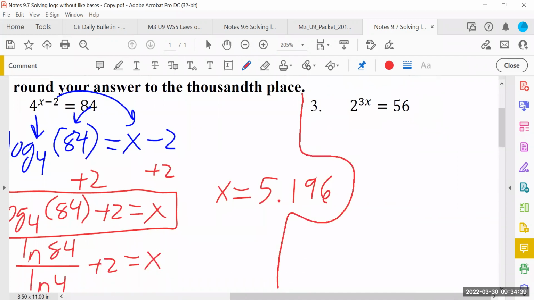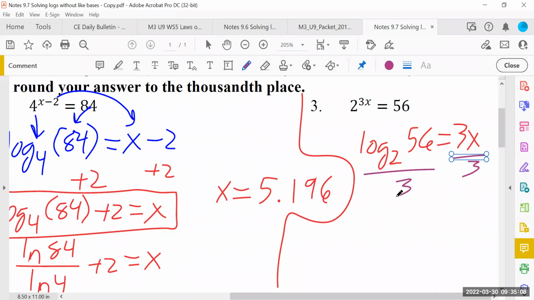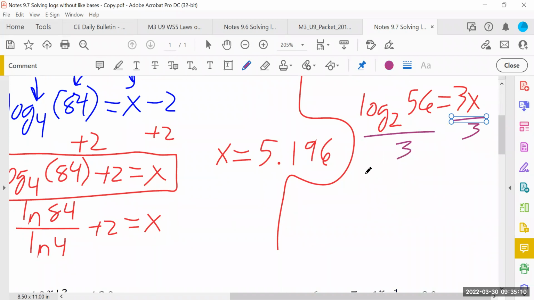Number 3. Here, bring the 2 down. Log base 2 of 56 equals 3x. Guys, we're just switching from exponential to log form over and over and over again. Put it into log form and then solve. So here, log base 2 of 56 divided by 3. Log base 2 of 56 over 3 equals x.